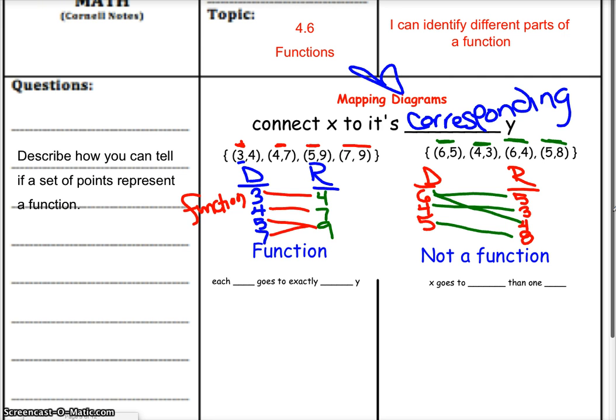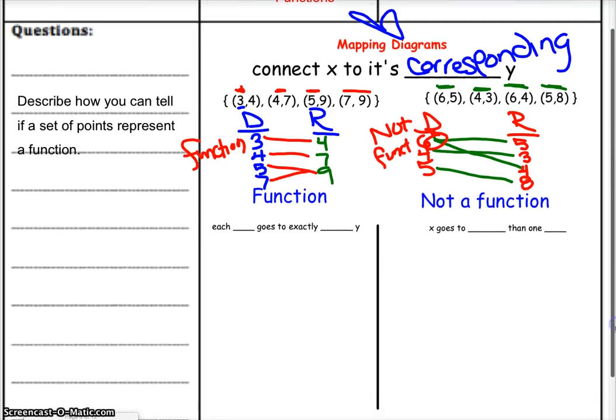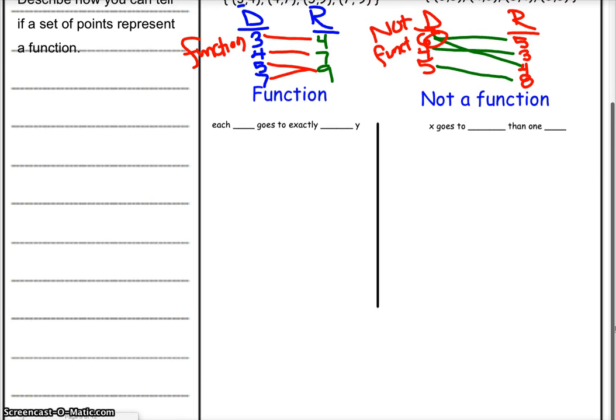Because the x's go to exactly one y. Now here, this next data set, 6 goes to how many y's? 2. Right away I know it's not a function. Every x should go to only one y. If x goes to more than one y, like 6 did, 6 went to 5 and 6 went to 4. It can't do that. Then it's not a function. Function, each x goes to exactly one y. Not a function, x goes to more than one y.